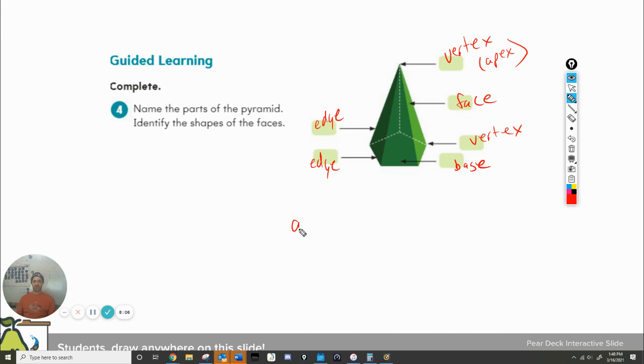Shapes of the faces are all but one are triangles, and the base is a pentagon. Do you agree? Of course you do.